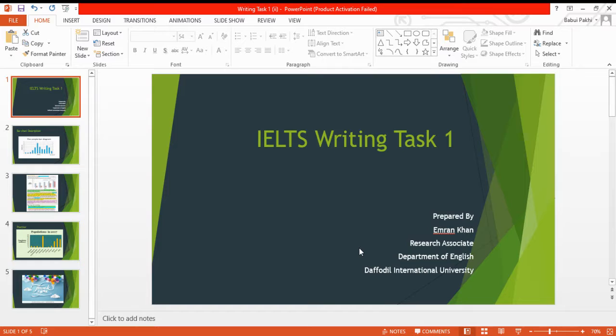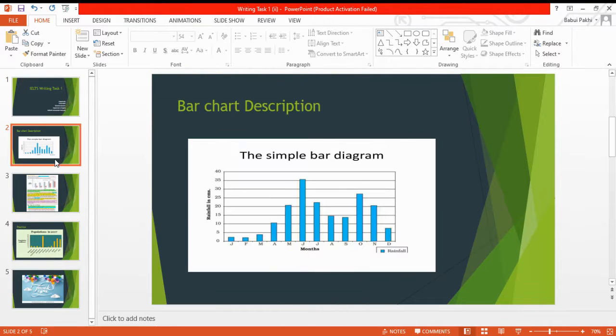So today we're going to see how we can illustrate any simple chart or bar chart. At first I want to show you a simple bar diagram here. It is the monthly rainfall of a country. Here we see a horizontal line and another line, and different colors for different months, January, February, and the rainfall in centimeters. So how can we illustrate it?